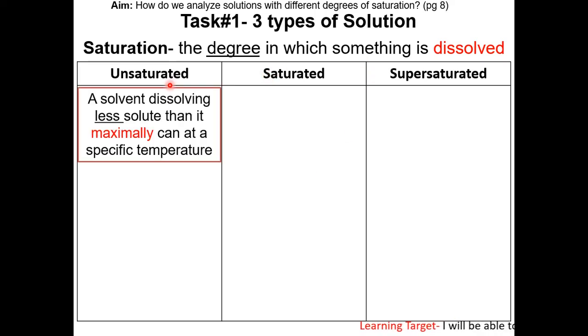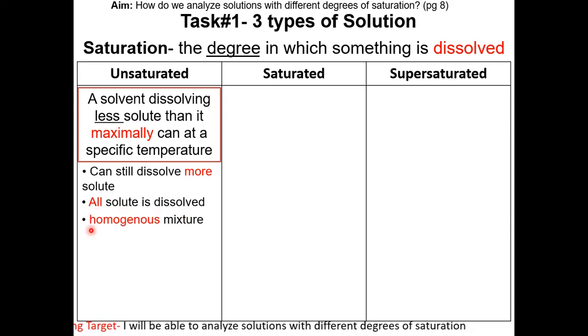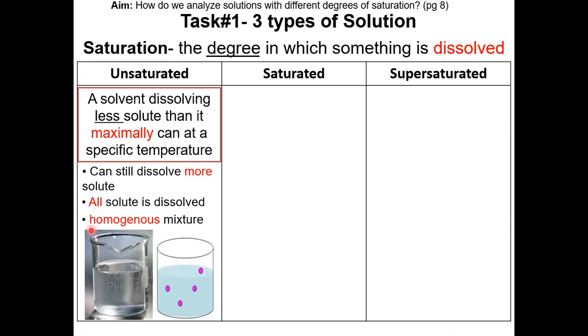Saturation is defined as the degree in which something is dissolved. There are three types of saturation: unsaturated, saturated, and supersaturated. Let's start with unsaturated. In an unsaturated solution, the solvent is dissolving less solute than it maximally can at a specific temperature. This means the unsaturated solution can still dissolve more solute. Therefore, all the solute is dissolved. It looks like a homogeneous mixture.